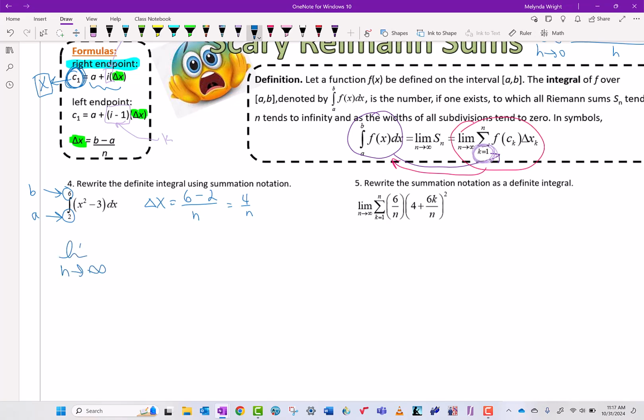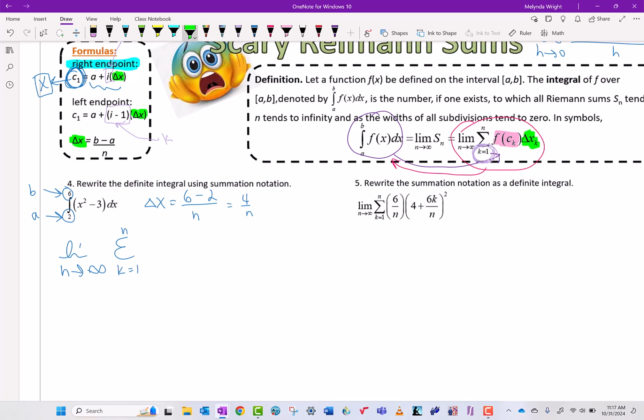That's just how they look. Then you've got the summation sign, and they're using k. You could use i if you want, but they're using k. This part is going to be the same no matter which one you do, right? That's the same. So what is this piece right here? This is the function, and this is delta x.